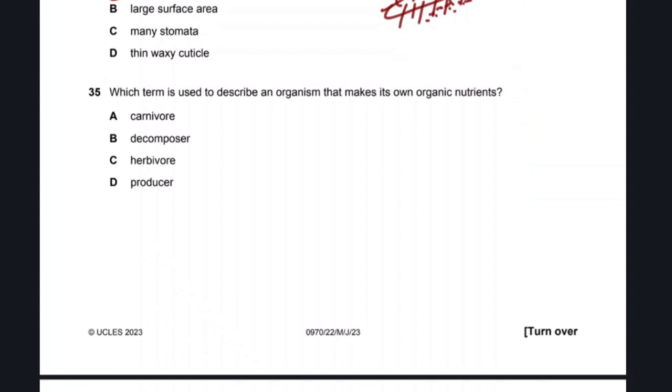Question 35. Which term is used to describe organisms that make their own organic nutrients? Only the plants can make their own organic nutrients, and they are called producers.